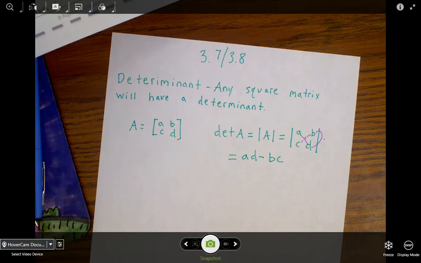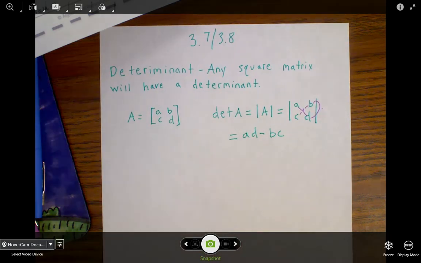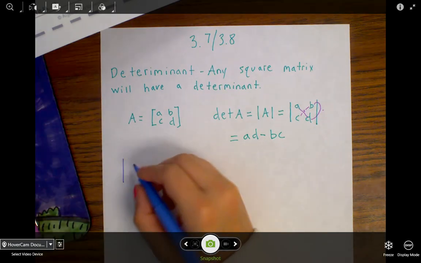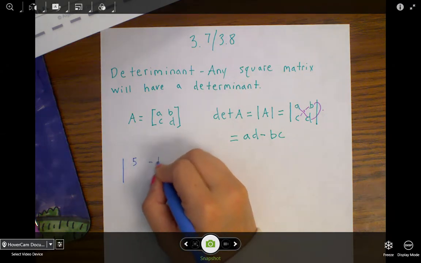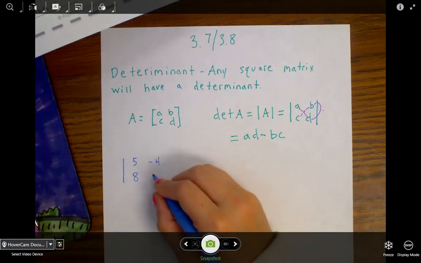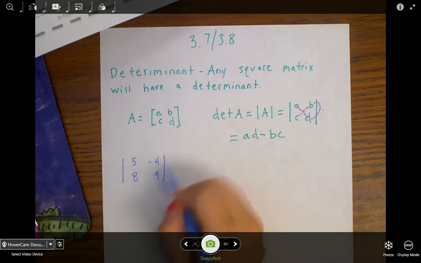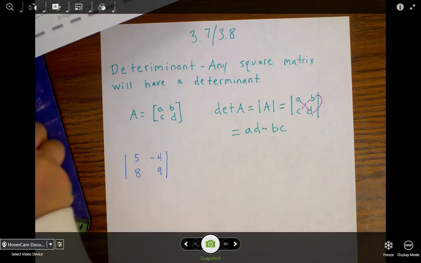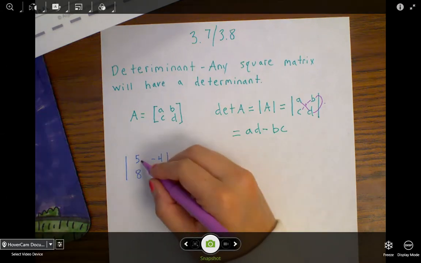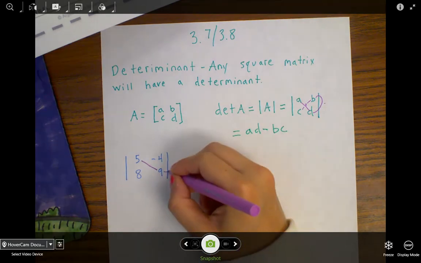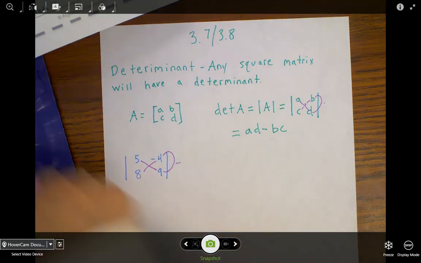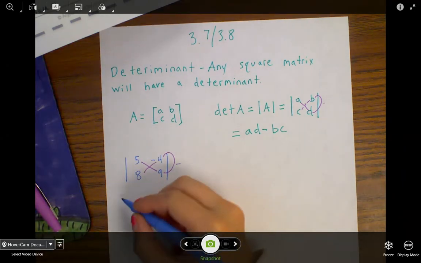So let's look at an example of that. So if I had the 2x2 matrix of 5, -4, 8, 9. Now remember that our absolute value looking bars mean that I am finding the determinant in this case. So remember that we're going to do, in this case, 5 times 9. Then we're going to subtract -4 times 8. So let's go ahead and write that out.